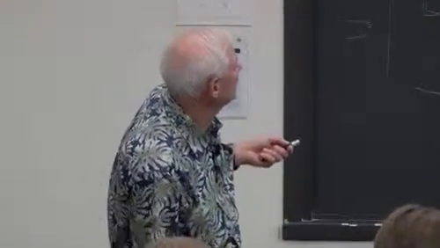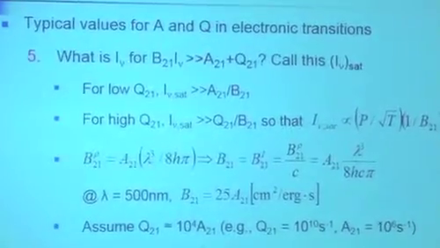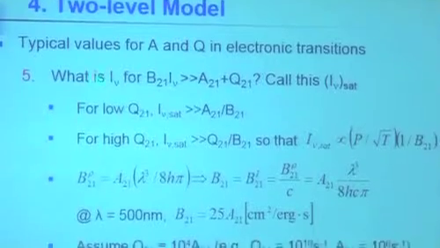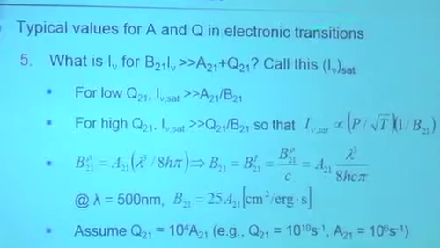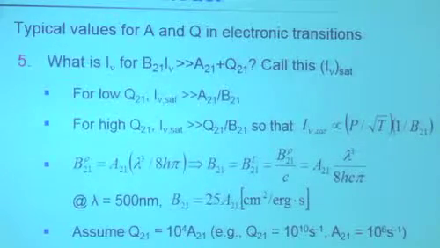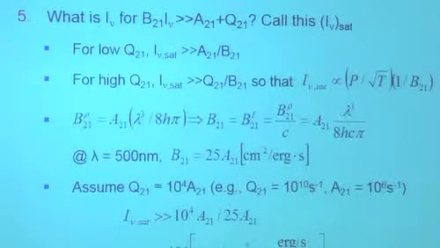Okay, looks like I'm continuing now. If I want to saturate, I'm going to get rid of Q. How many photons do I have to send in? What is the intensity in order for B21 I nu to be greater than the other two terms in the denominator? Let's call that ISAT. Let's do this for the case where Q is small, so I just have to worry about A. Then ISAT has to be greater than this, and I can also do it for high Q, where ISAT has to be greater than Q over B.